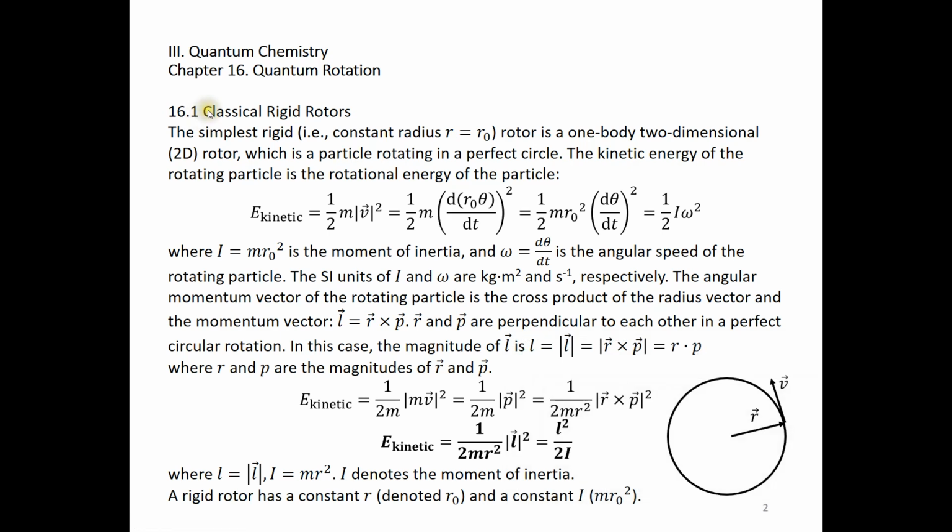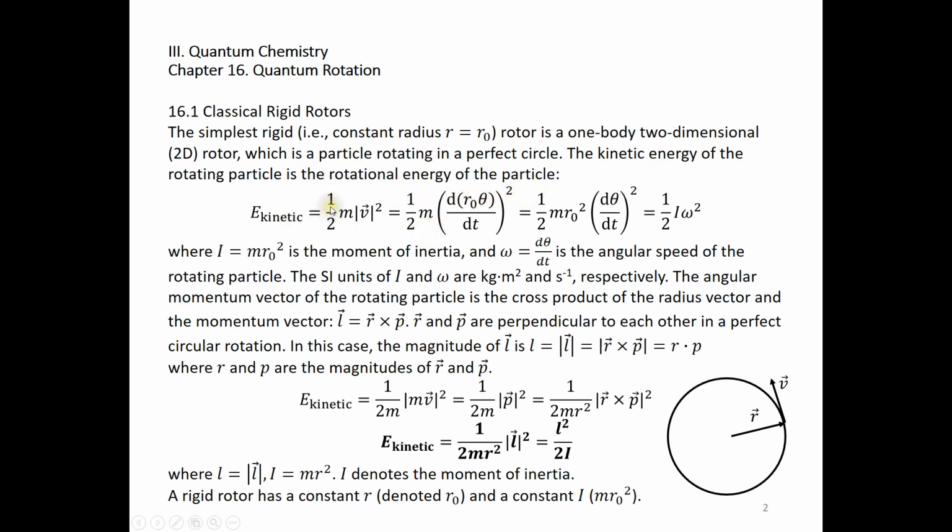Chapter 16, Quantum Rotation. Section 16.1, Classical Rigid Rotors. The simplest rigid rotor is a one-body, two-dimensional rotor, which is a particle rotating in a perfect circle with a constant radius. R0 denotes a constant radius. The kinetic energy of this particle is the rotational energy of the particle.